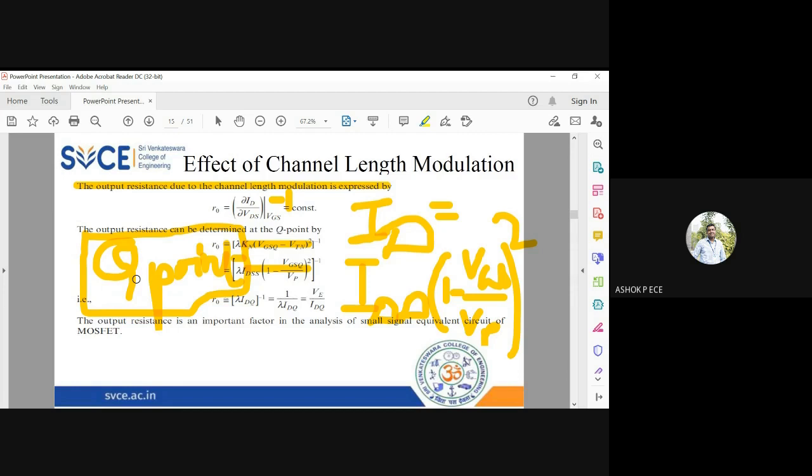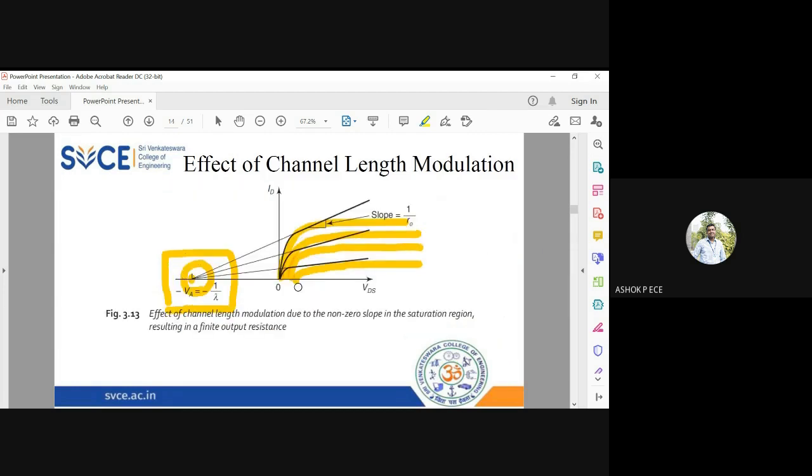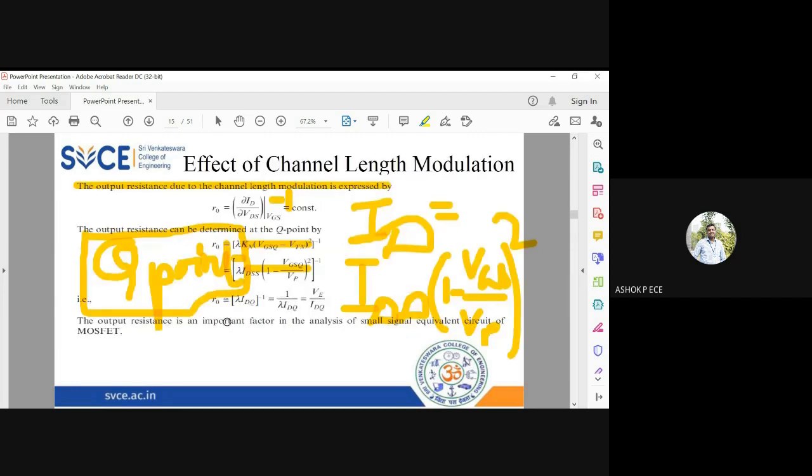The reason we are studying so much about channel length modulation is that this parameter R naught, which is a result of channel length modulation, will be coming as the output resistance in the equivalent circuit for the MOSFET. So when we study the equivalent circuit for the MOSFET, this R naught will be coming there on the output side, and you have to relate that this R naught is because of the channel length modulation parameter. At that time you should not blink about why this R naught is coming. It is only because of the channel length modulation effect in your MOSFET.